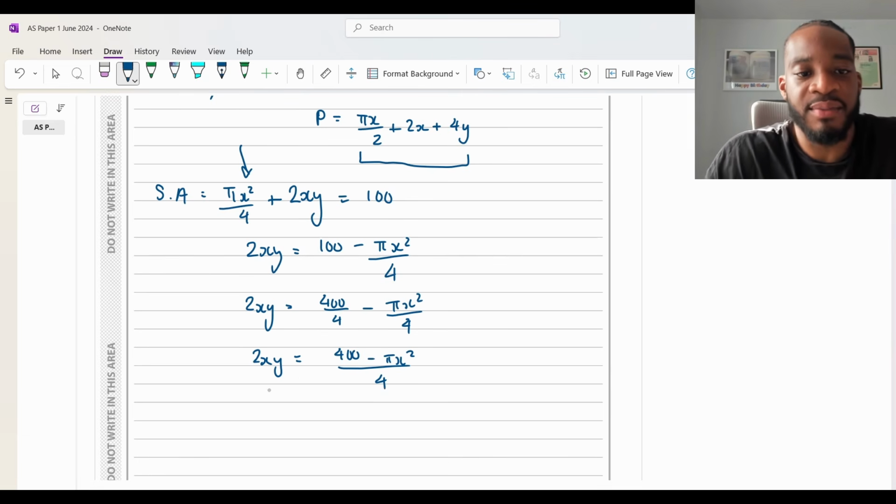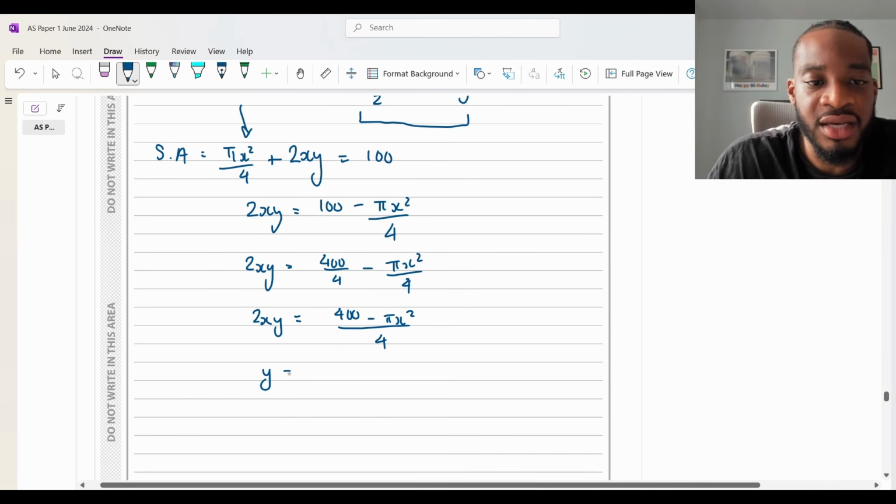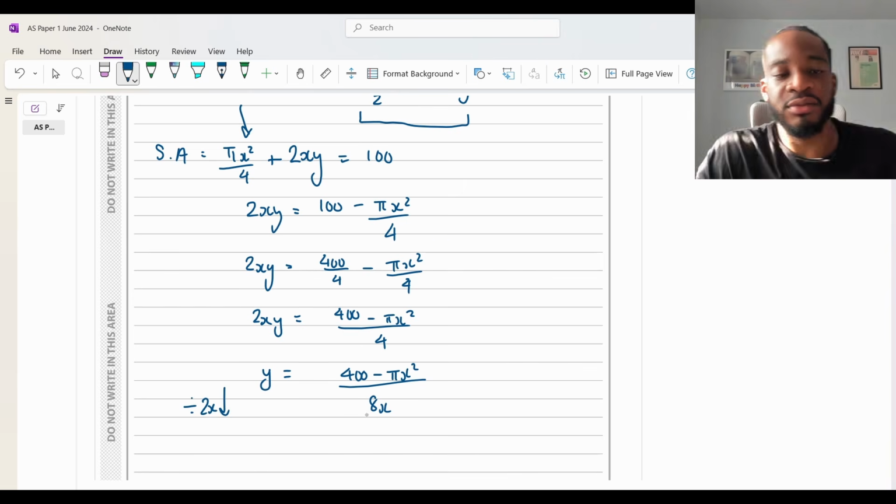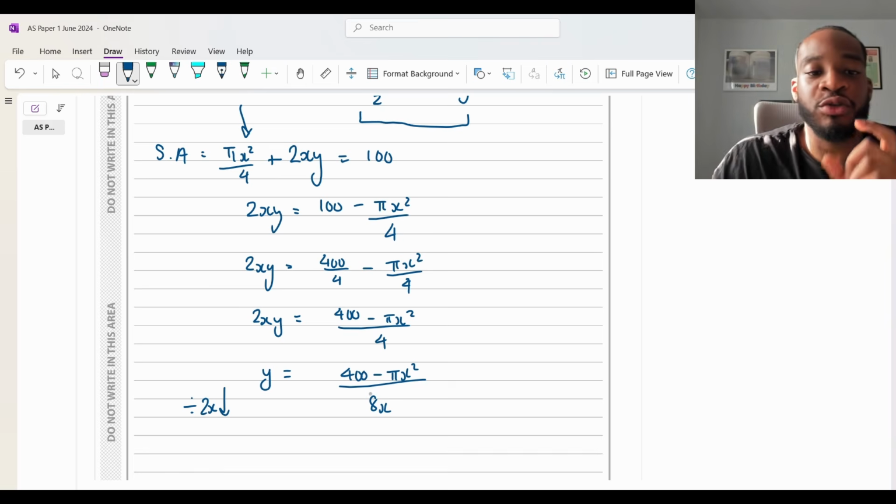And then now I can divide by the 2x. Now remember, when you divide by this 2x here, you just times it with the 4 in the denominator. So it's going to become 400 minus pi x squared divided by 4 times that 2x, which is going to be 8x, like that. Let me write divided by 2x on both sides. Yeah, okay. So this is an expression for y, isn't it?